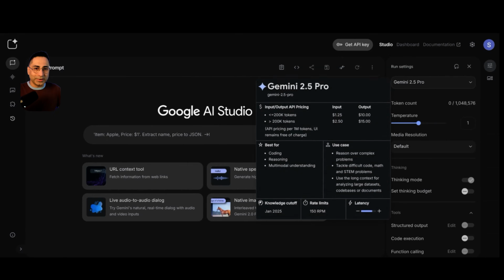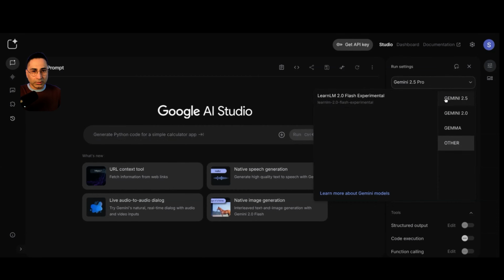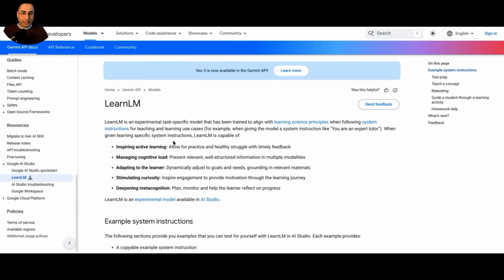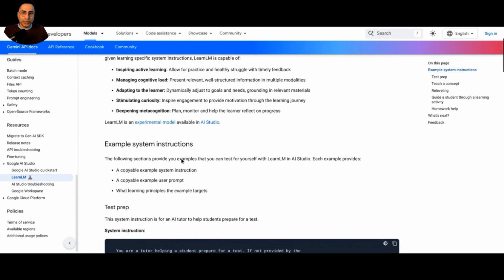So, that's a lot of definition. Now, let's actually see LearnLM in action. For that, I'm going to get into my AI Studio over here. And this is where you have an option of selecting different models. And if you come to the tab which is Other, you will see that the LearnLM model was hiding somewhere there, right?